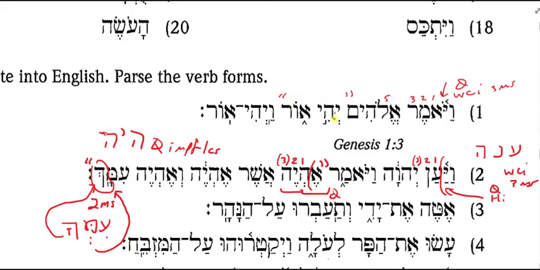And God said, Yehi Or. And God said, light, Yehi. We saw something similar to this just a little while ago. This is from Hayah. Hayah. This is to be.